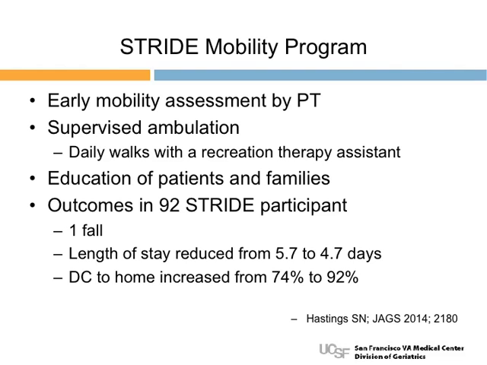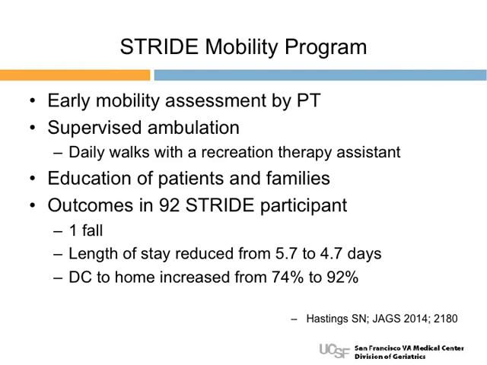In their initial evaluation, they looked at 92 STRIDE participants and compared this to people who were eligible but didn't participate. There was only one fall out of 92 participants, which actually happened not during the daily walk, but in another setting. The length of stay was reduced by 1 day in the STRIDE participants, from 5.7 to 4.7 days, and there was a much higher rate of discharge to home instead of a nursing home, from 74% to 92%. So this is preliminary evidence that mobilizing patients in the hospital makes a difference.